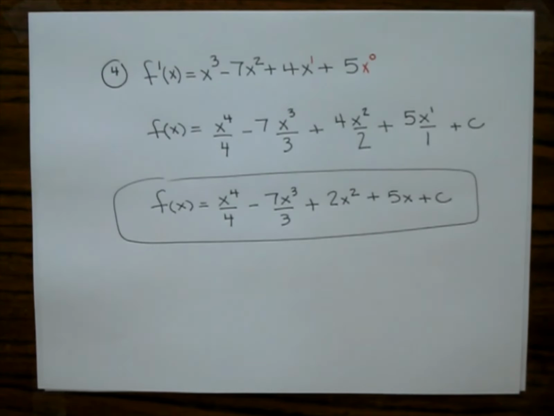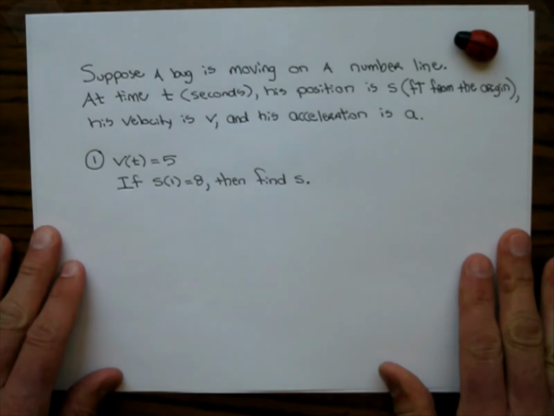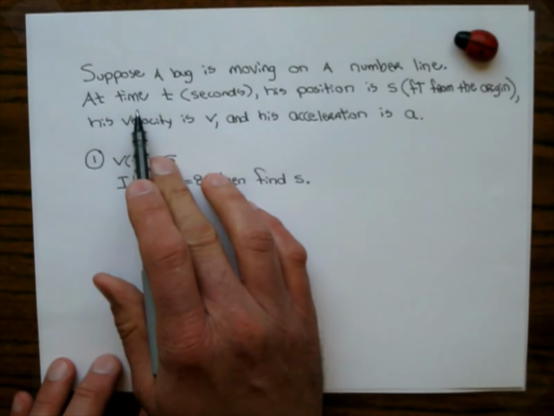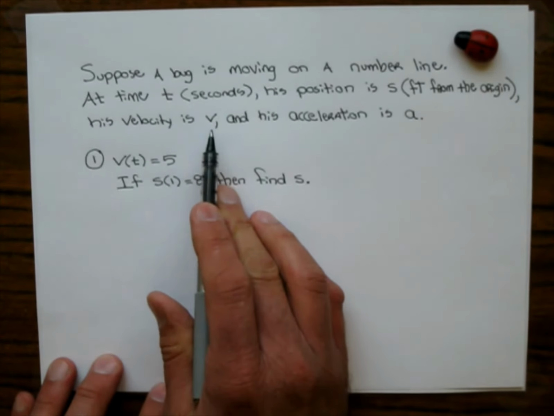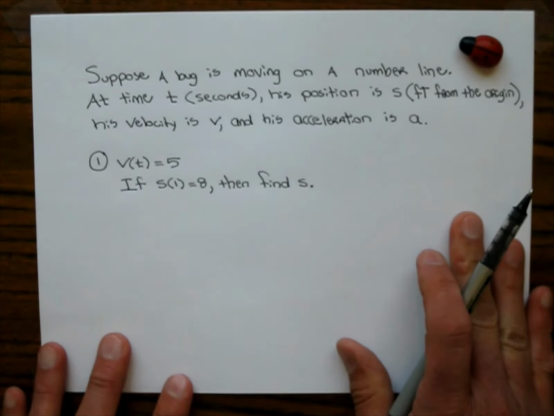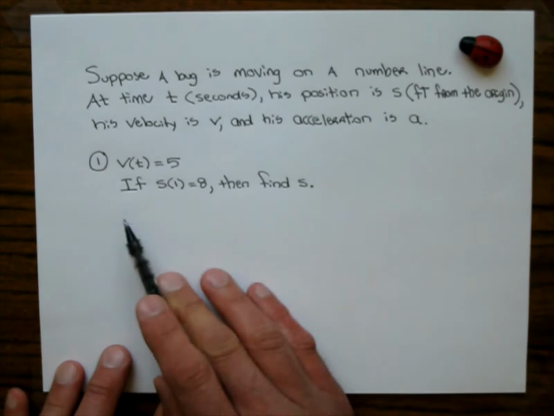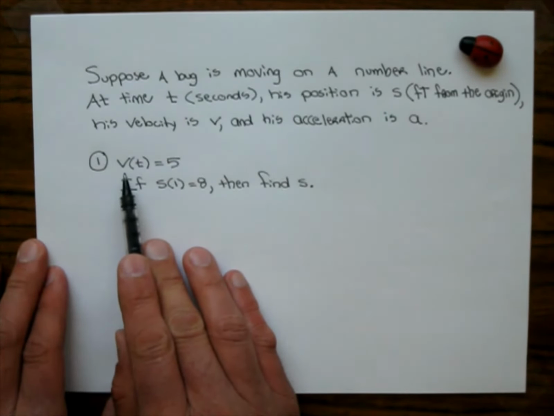I'm trying to find one of my bugs here. It has everything to do with the bug. We have a bug which is moving on a number line. We've been talking about this for a long time now, maybe since the first week or so. At time t seconds, his position is s feet from the origin, his velocity is v, and his acceleration is a. In the next section, we're going to visit the famous Roadrunner and Coyote, and really the Coyote. He's going to get launched off the side of a cliff, and this stuff is going to totally help us do those problems. Okay, so what we have here is v of t equals 5.